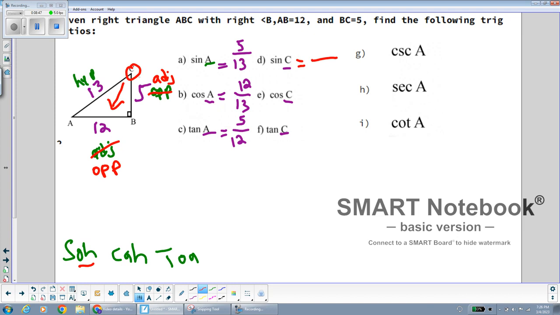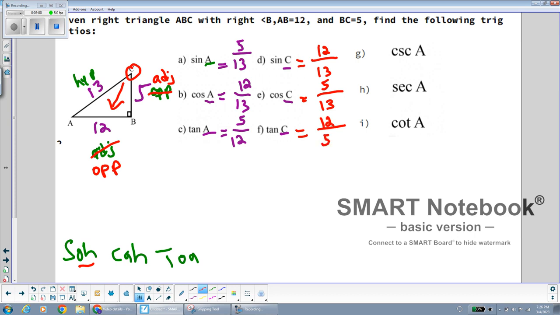So sine of angle C would be opposite, which is 12, over hypotenuse, which is 13. Cosine of angle C would be adjacent, which is 5, over hypotenuse, which is 13. And tangent of angle C would be opposite, which is 12, over adjacent, which is 5.